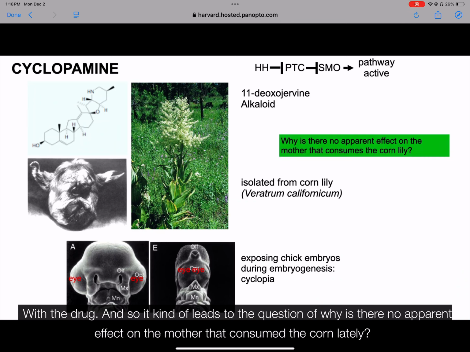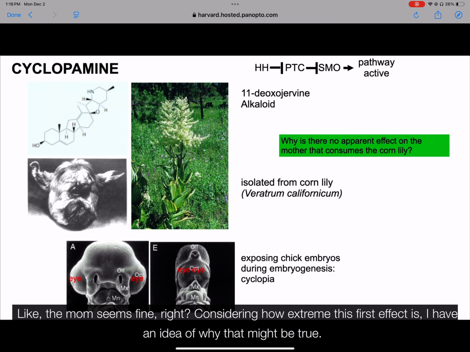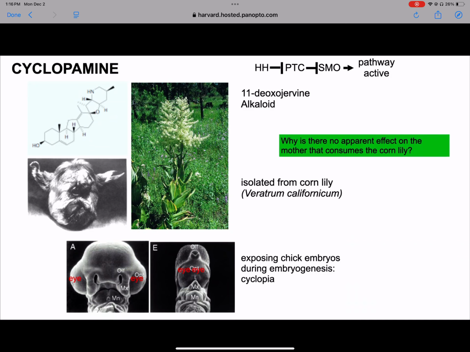And so it kind of leads to the question of why is there no apparent effect on the mother that consumed the corn lily? Like the mom seems fine, right? Considering how extreme this birth defect is. Do you have an idea why that might be true?